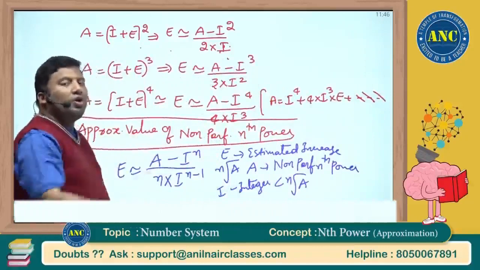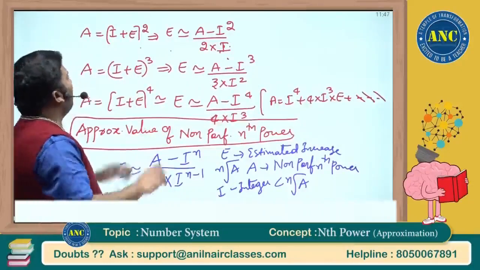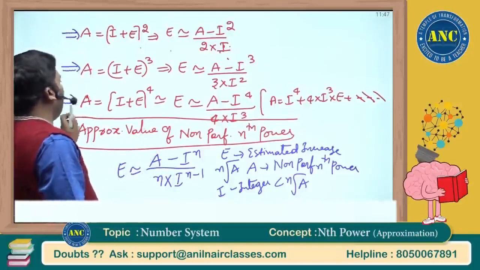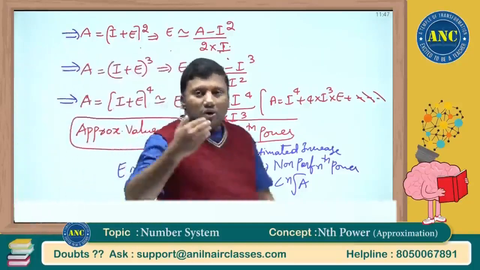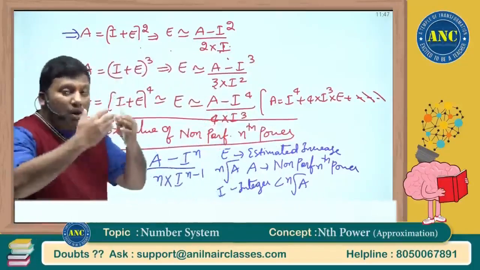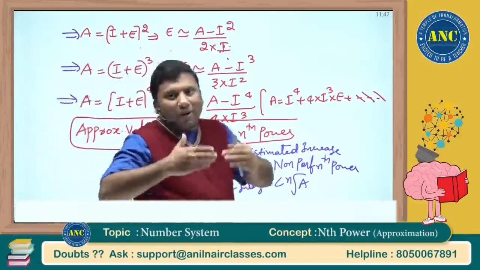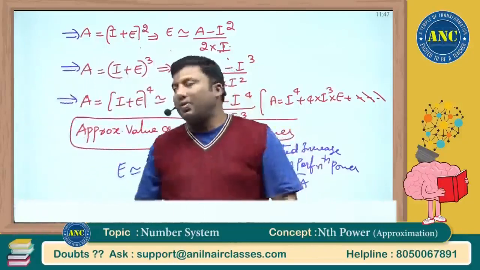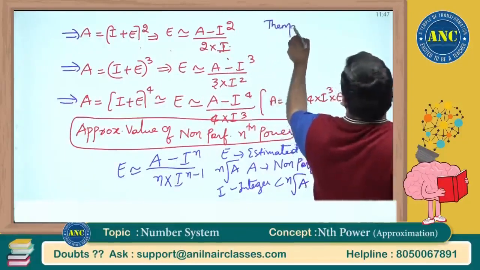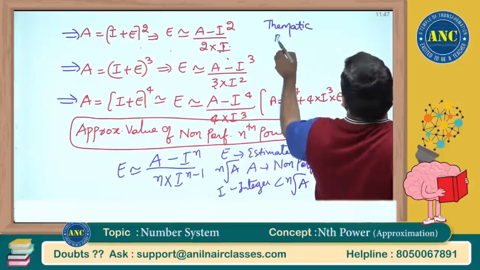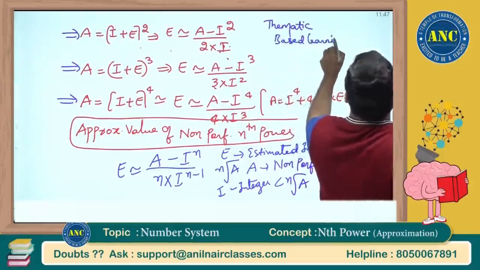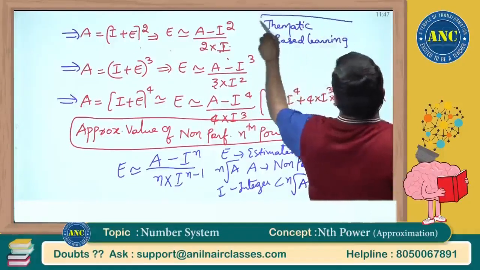So there is absolutely no formula-based learning. These are all mandatory concepts a student should know. Not only for a non-perfect square or non-perfect cube, you can also derive it for the 4th power, 5th power, 6th power, 7th power. This is the beauty of thematic based learning. Once you learn the concept for the first time, then everything will be extremely easy for you.